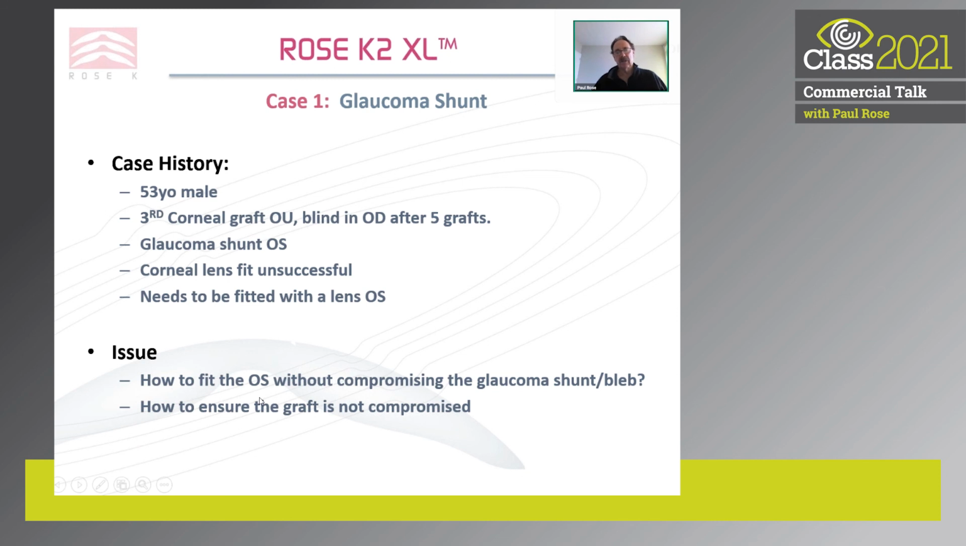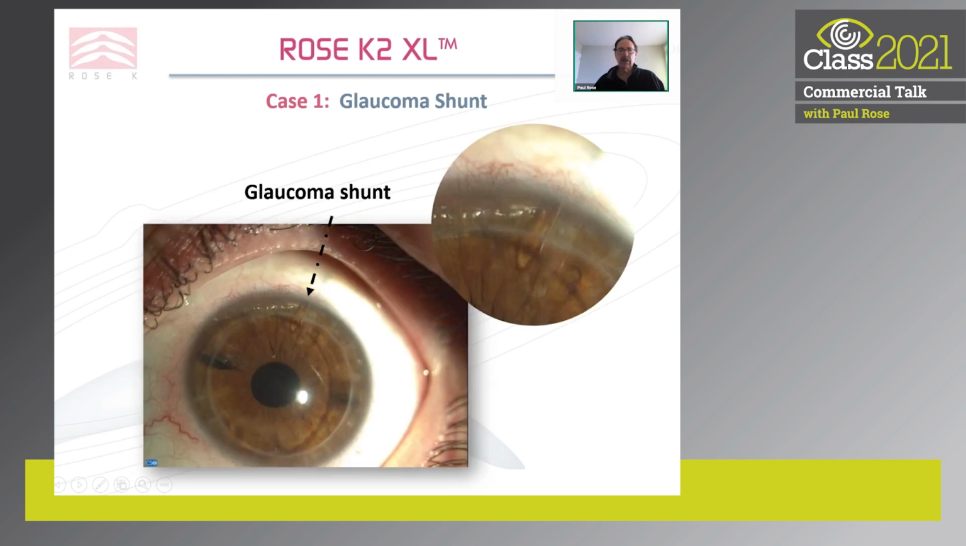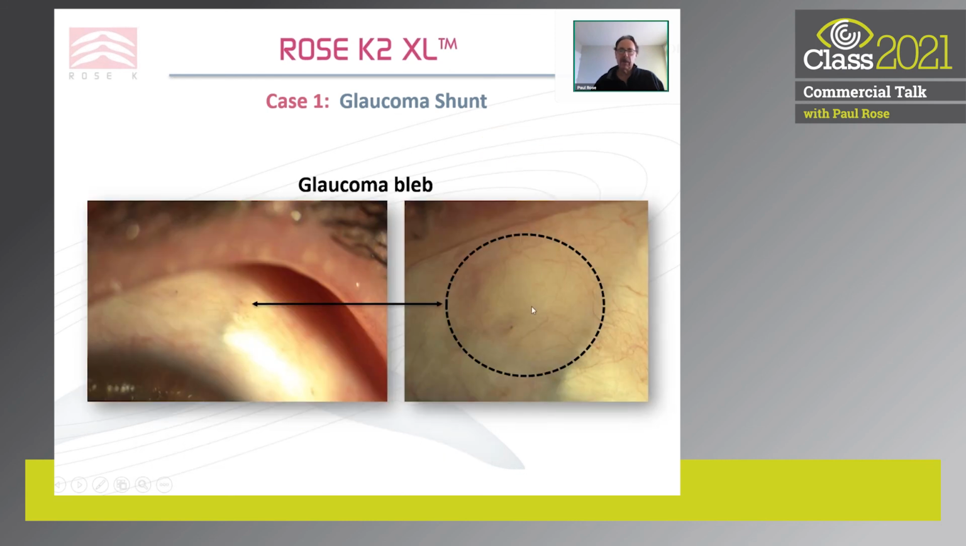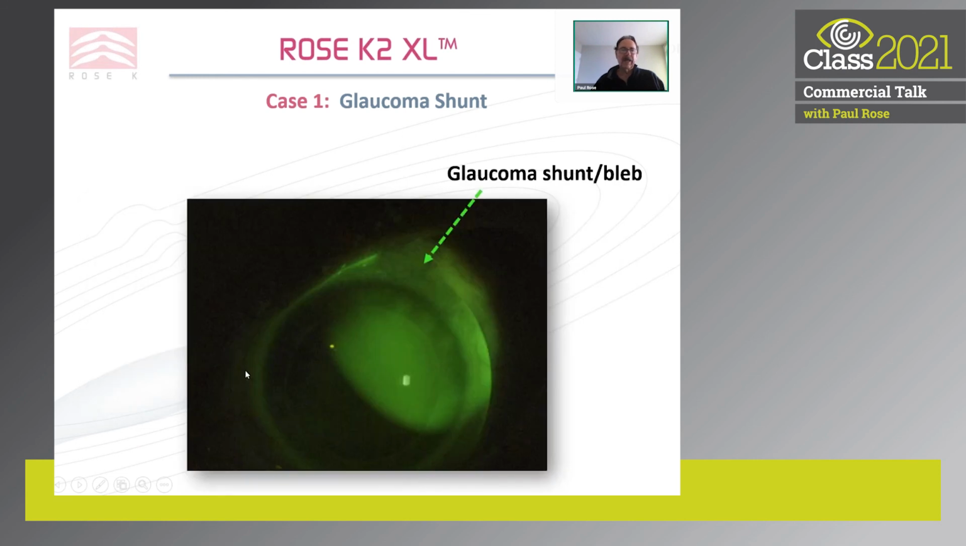But how could we fit a scleral lens without compromising the drainage from the bleb? So this is what happened. You can see here, there's the glaucoma shunt. The bleb is up here. Here is our bleb up here. So if you put XL onto this, immediately saw that it was bearing over that bleb area which was raised. That would definitely have reduced the drainage out of that bleb.